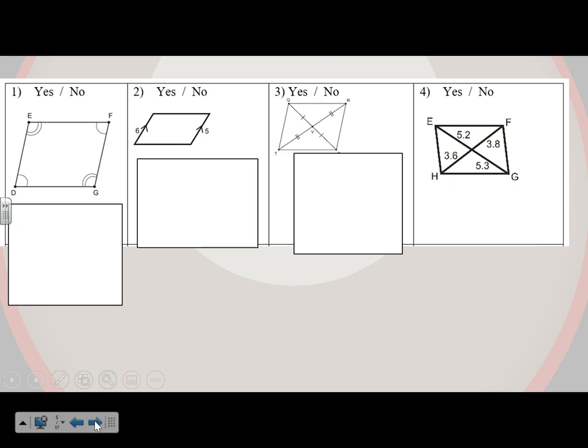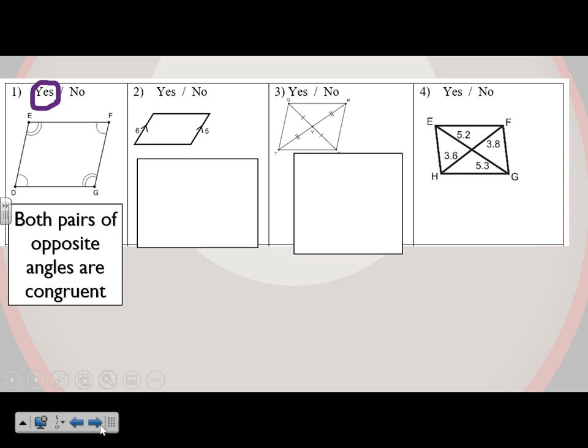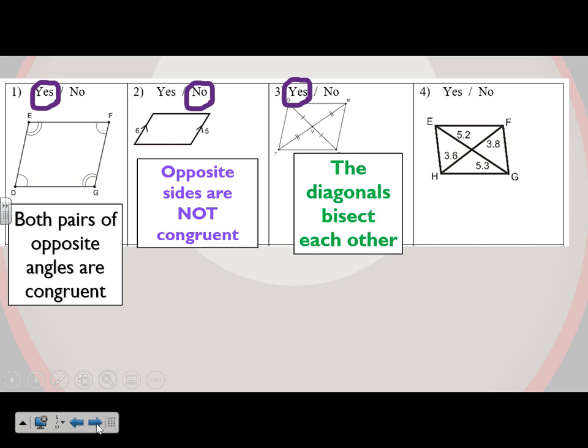So we're just going to go through yes or no, is it a parallelogram, is it not, and why. So the first one is yes, it's a parallelogram, and it's because both pairs of opposite angles are congruent. Again, it's got to be both pairs. The next one is no, and the reason is because those two opposite sides are parallel, but they're not congruent, 16 and 15. So this one is no, the opposite sides are not congruent. The next one is yes, it is, because those diagonals do bisect each other. And the last one is most definitely no, and the reason is because those diagonals do not bisect each other.